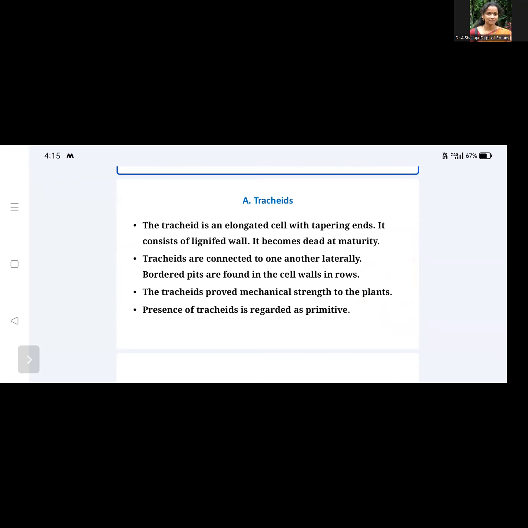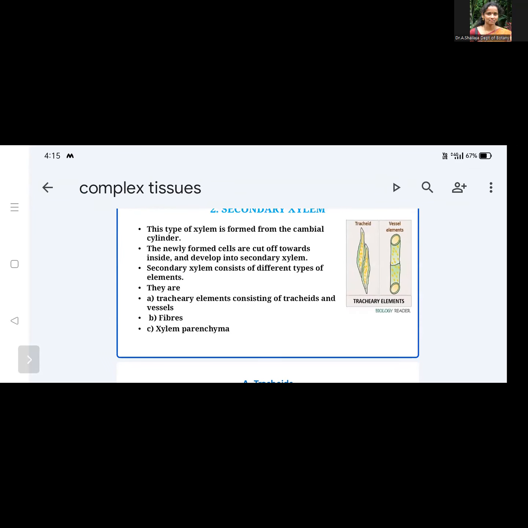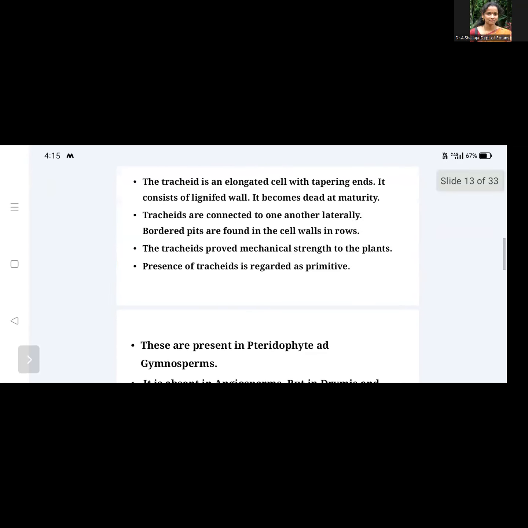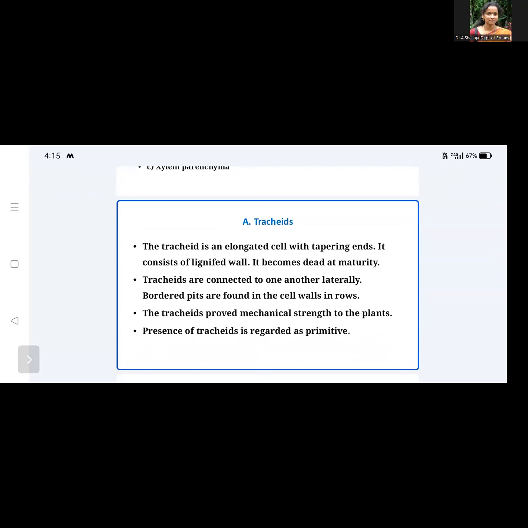Pores are absent in the end walls of the tracheids. This is considered to be an important character of tracheids. See here, an elongated cell with tapering ends. It consists of a lignified wall. It becomes dead at maturity.